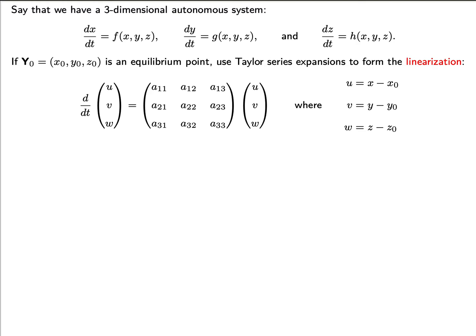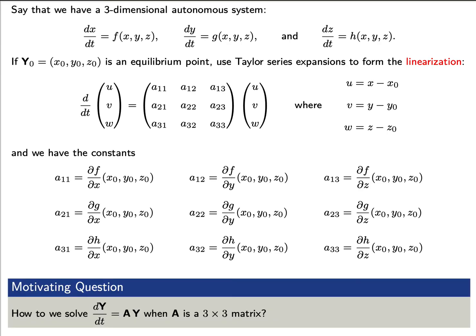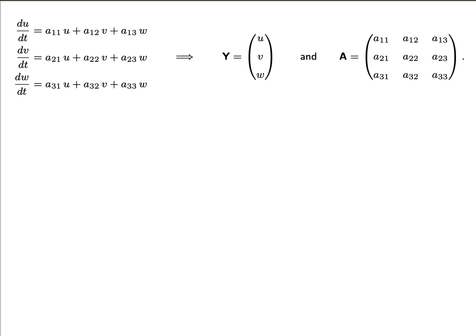Here we see that we can compute the derivative d/dt of the vector (u, v, w) to express things in terms of a 3 by 3 matrix. The coefficients of this 3 by 3 matrix can all be expressed in terms of partial derivatives evaluated at our equilibrium point. We have a motivating question now. How do we solve this three-dimensional linear system? Well, we discussed this a few lessons ago.